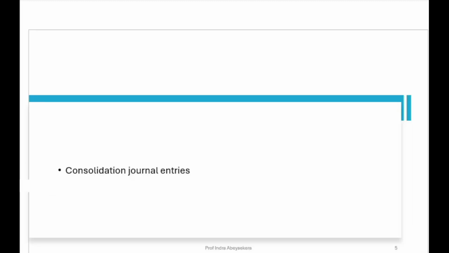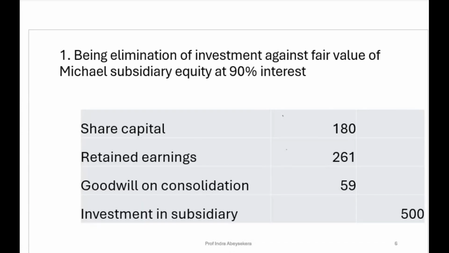Let's now look at the consolidation journal entries. Because the assets are stated at fair value of the subsidiary, we don't need to do any fair value adjustments for the subsidiary. So we can start with the elimination of investment against fair value of Michael subsidiary. And it's 90% interest that Michael acquired in previously Samuel's business and now Michael's subsidiary, 200 million, 90% interest, and there's retained earnings, and the retained earnings was 290 million. 90% interest was acquired, and the investment was 500 million.